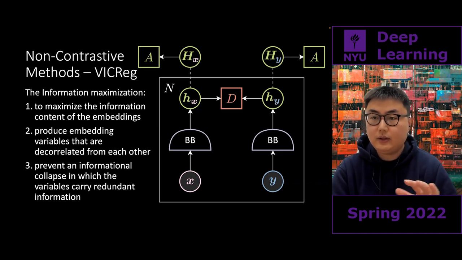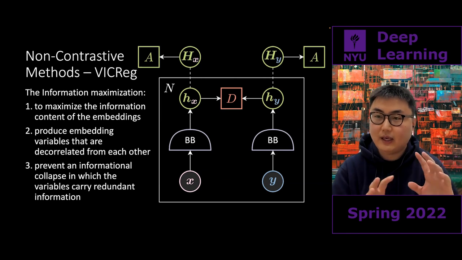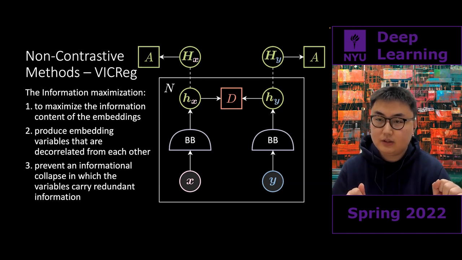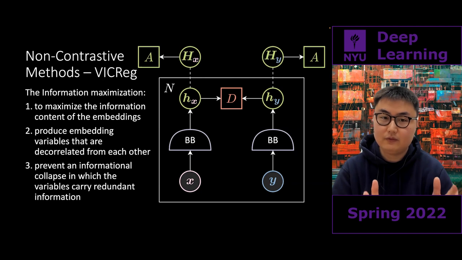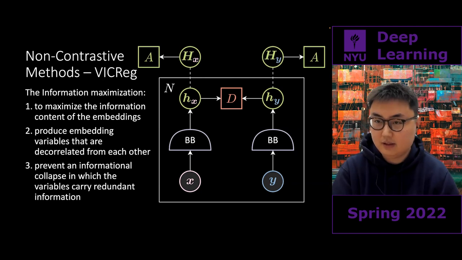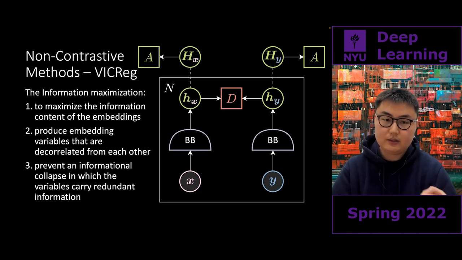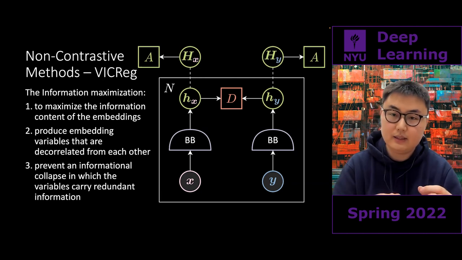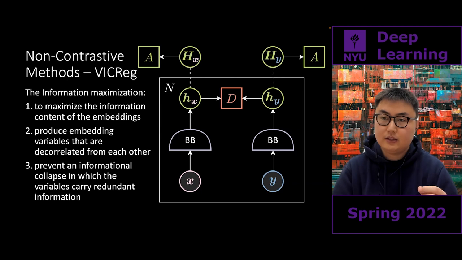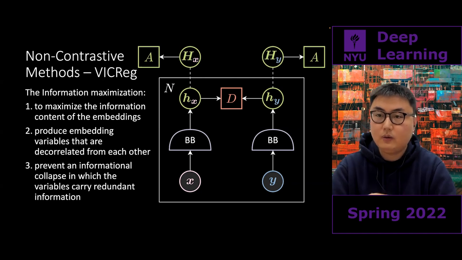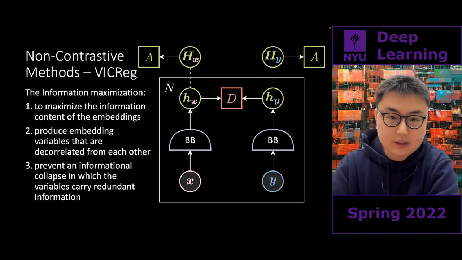So you see you have two kinds of collapse. In one collapse, no matter what image you have, you always generate the same representation. That's the trivial solution we talked about last Thursday. Now for VICReg, you have a special type of collapse: all the representations just carry a really limited amount of information. Although different images have different representations, the information content in each representation is really low.